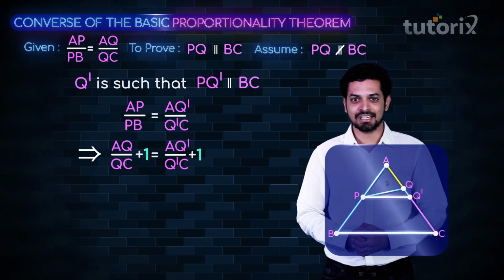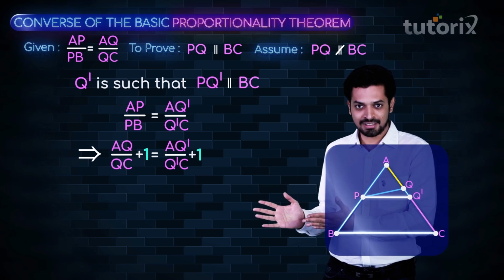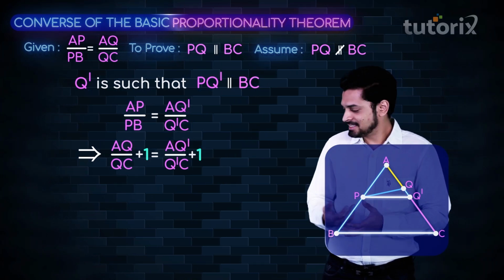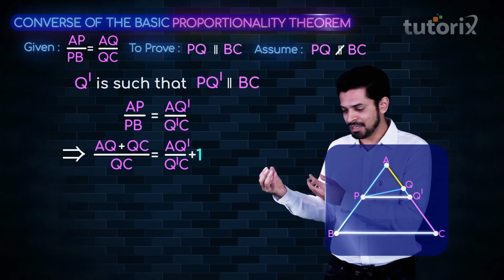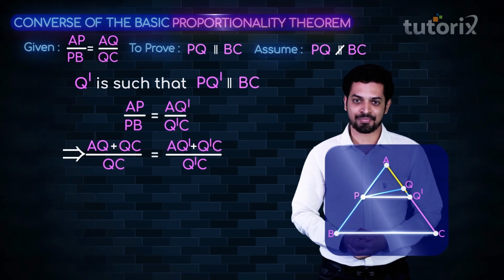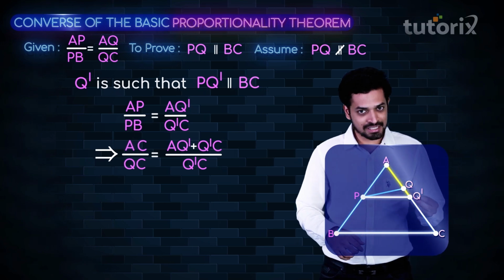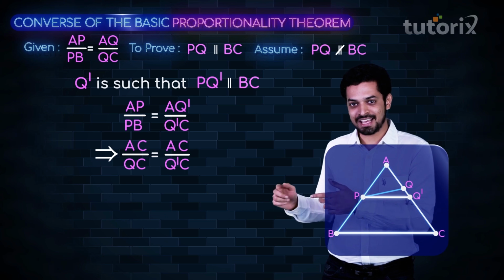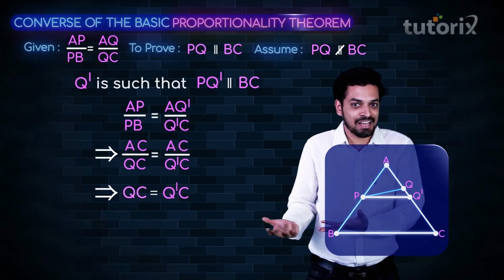It's that simple. Now what happens if you add 1 to both sides? I get AQ by QC plus 1 is equal to AQ dash by Q dash C plus 1. Now let's take a common denominator. I got AQ plus QC whole by QC is equal to AQ dash plus Q dash C whole by Q dash C. Now AQ plus QC is AC and AQ dash plus Q dash C is also AC. So I get AC by QC is equal to AC by Q dash C, or QC is equal to Q dash C.